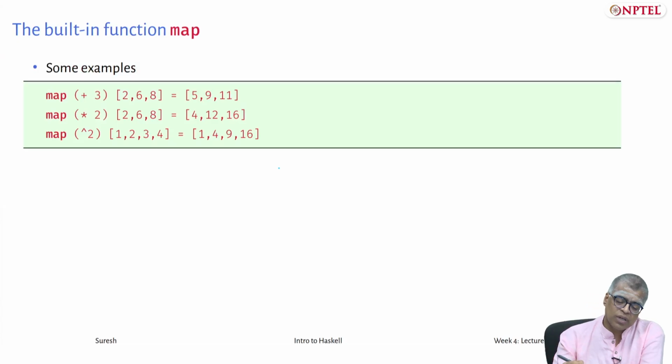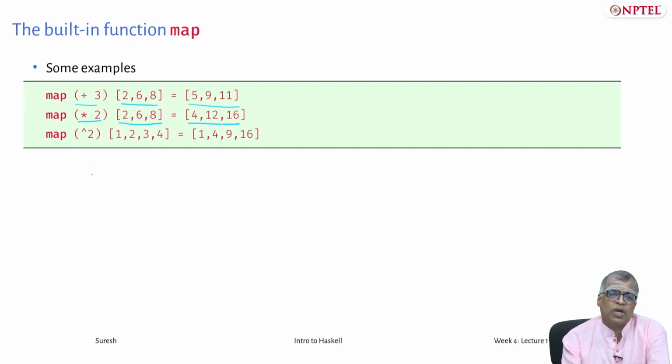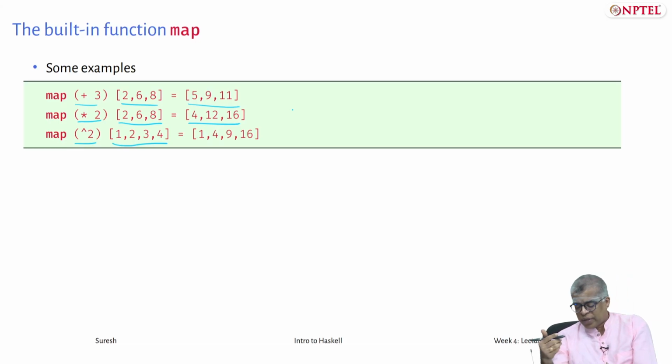Here are more examples. I can say map +3 on 2, 6, 8, and that will give me the list 5, 9, 11. Or I can say map *2 on the list 2, 6, 8, that will give me 4, 12, 16. Or I could say map raising to the power 2 on 1, 2, 3, 4, and that would be the same as squaring: 1, 4, 9, 16, etc. Okay. So these are some map examples.